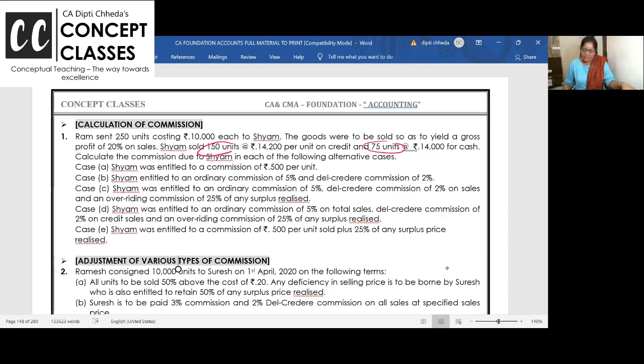5% on the total sales. They'll give a del credere commission of 2% only on the credit sales. Okay? And an overriding commission of 25% of any surplus realized. So whatever is surplus realized, of that 25% you have to give the commission. As they say, so you do; different combinations we are working out.